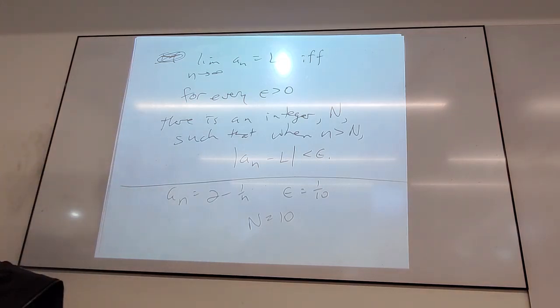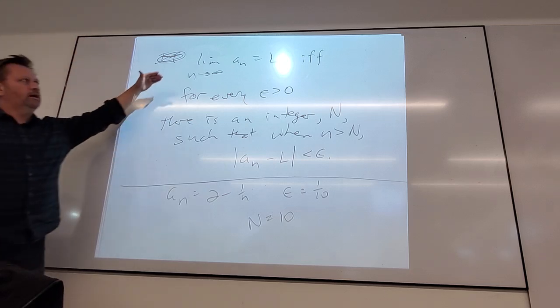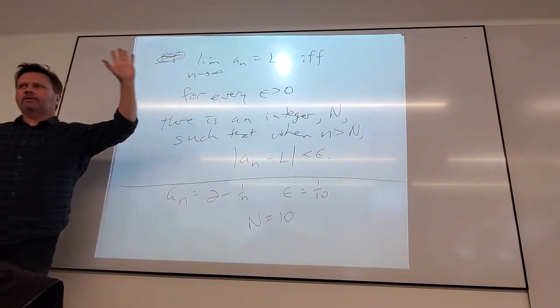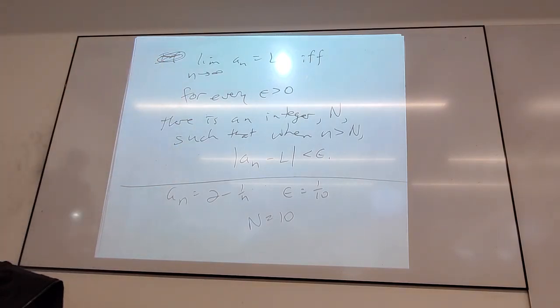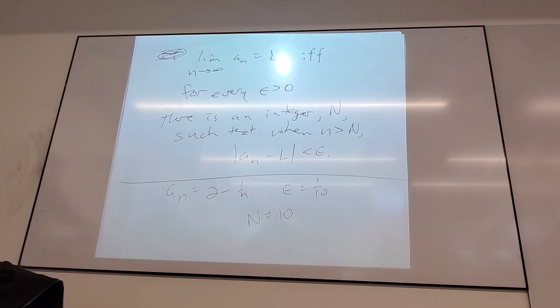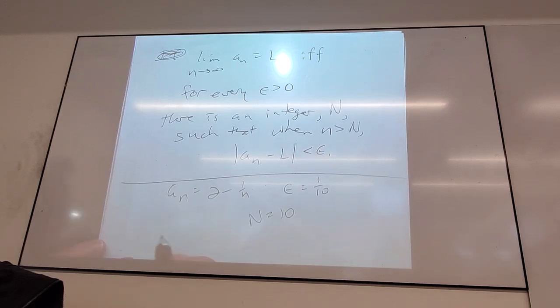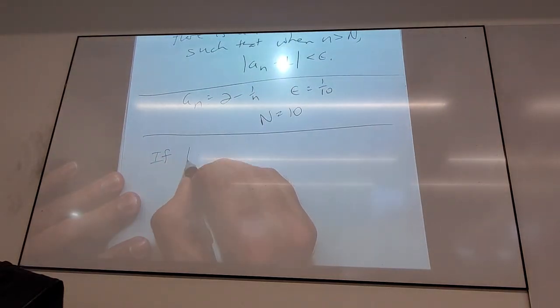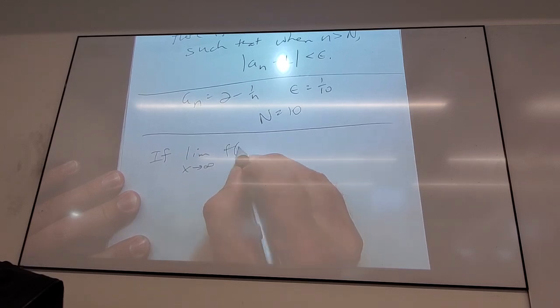Does some part of that discussion make sense? Do you understand the symbols in the proof, or in this definition? Okay. If and only if is going to come up a few times because it's just really useful. Okay. If the limit as x goes to infinity of f of x is L.